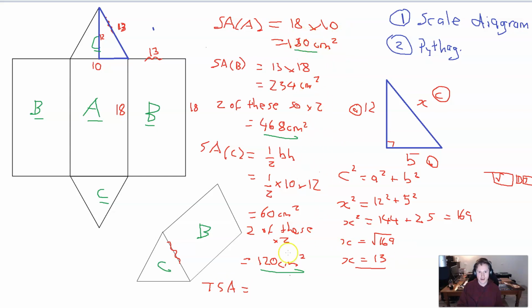Okay. So 180 for that base, that A, plus the 468 for the 2 sides, the B's, plus the triangles. So that's the 120. Okay, so that's going to be 3,768 centimeters squared. Sorry for my bad writing. Okay, so that's the total surface area.